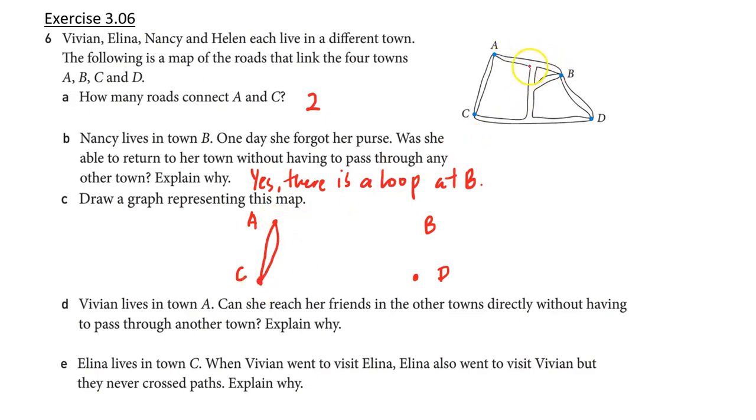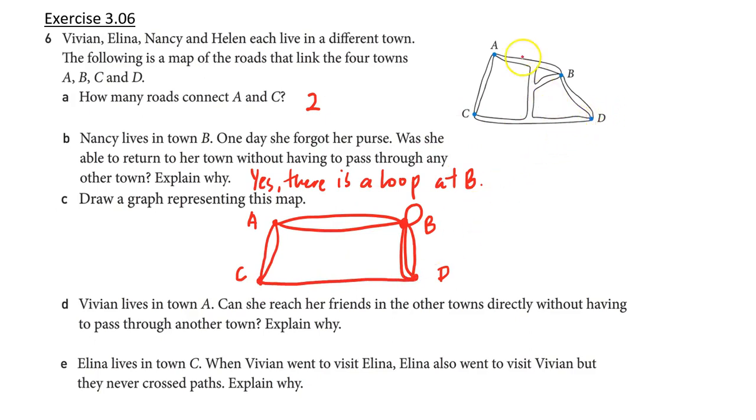Then we look at A and B. A and B again, there are 2 roads that link these 2 towns. Then we look at B and D. 1, 2, 3. So that means there are 3 roads here. Don't forget about B is linked to itself, so you have a loop here. Then we look at C and D. C and D is linked by a road.